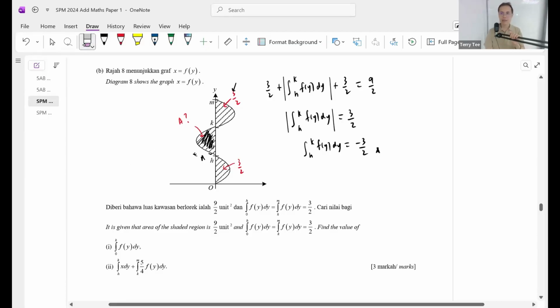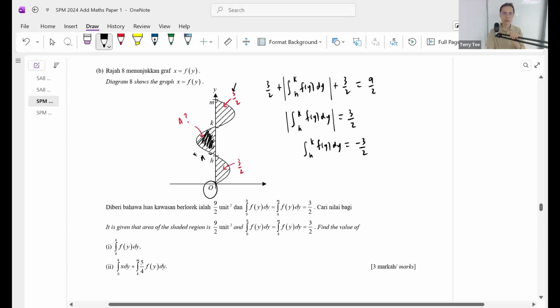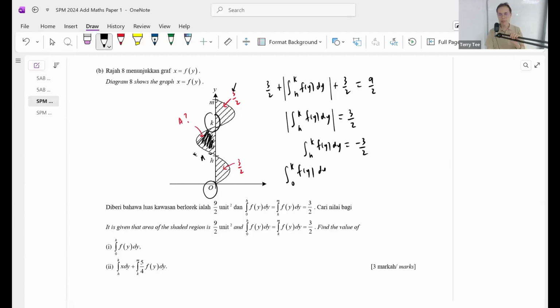But if you want to find the integration from 0 to k, we are taking from here to here, so there are two parts. The integration from 0 to k of f(y) dy is actually the integration from 0 to h of f(y) dy plus the integration from h to k of f(y) dy. These two add together, the first part plus the second part. So happen they have the same area. The first one is 3 over 2, the second one is negative 3 over 2. Your answer is 0.